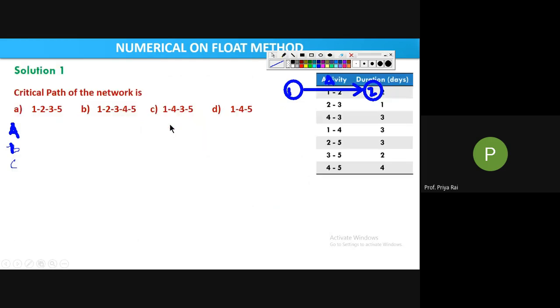These are the conditions given to you. So which option will be the correct option? Anyone? Which will be the longest path? B will be your critical path. B. Okay, so what is the duration of this first path?